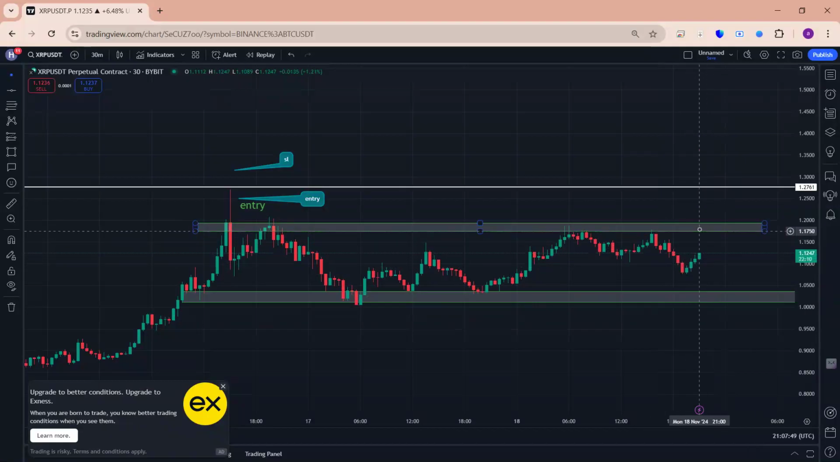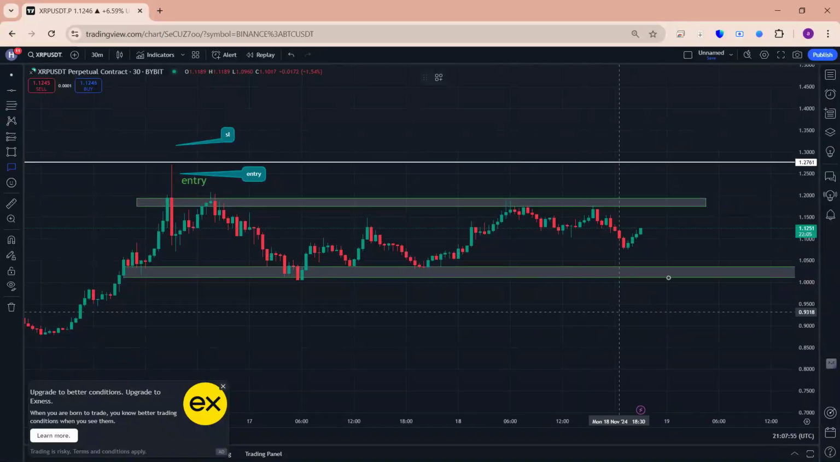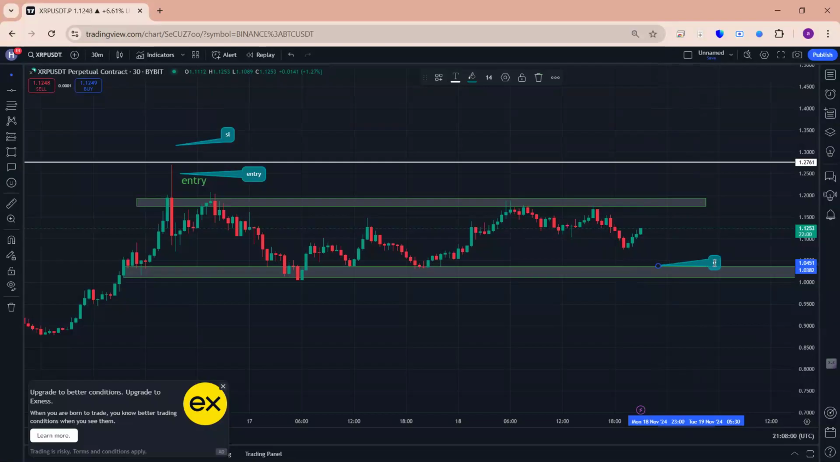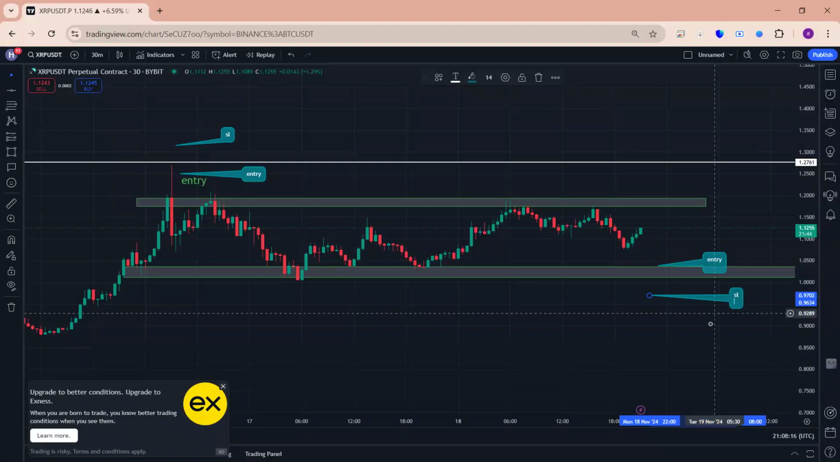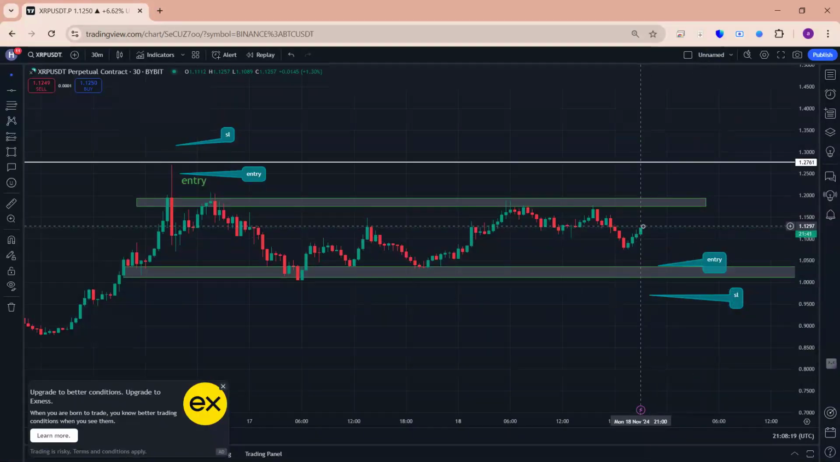Or it gets to this level, and a lot of people would have placed their limit entry at this level, and they would have placed their stop loss here, below the previous low. So what will happen? The market will drag down, capture every available liquidity here, then go back up. So these are the possible scenarios that may happen.